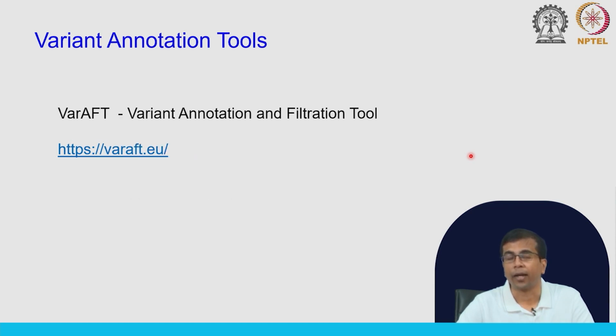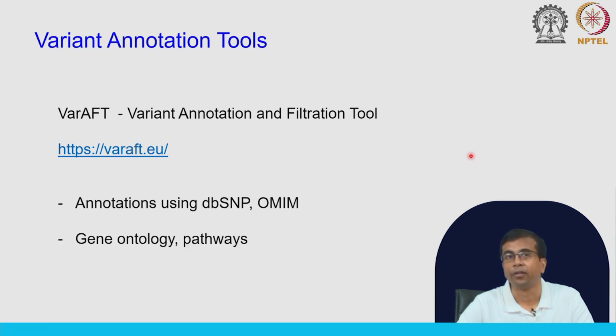You can also use another tool called VAT, the variant annotation and filtration tool. This helps in annotation using dbSNP or OMIM if you are working with human data. It also associates your variants with gene ontology and certain biological pathways. We will talk about gene ontology in later classes in much more detail and see what it contains. It mostly looks at the functions of genes or their involvement in biological processes. These kinds of tools are now available and you can utilize them for your variant annotation.